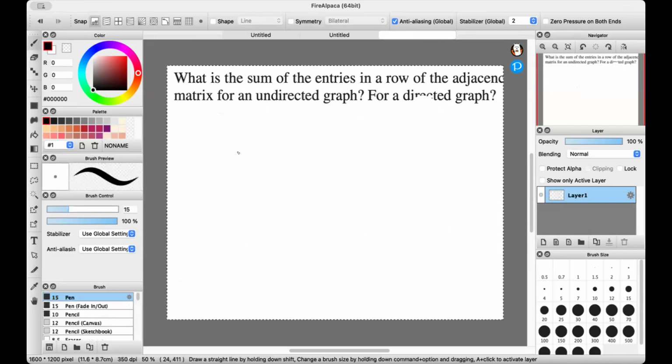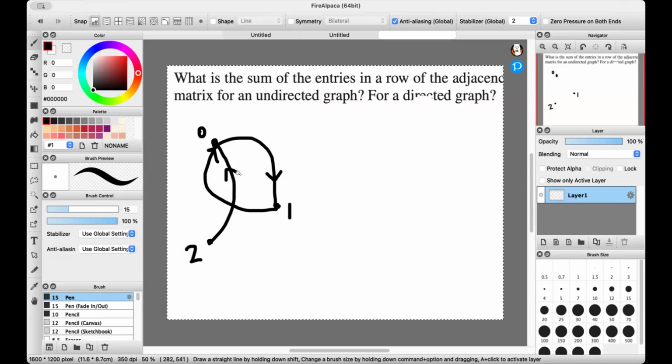Okay, so for a directed graph, let's say I'll make this simpler for myself. 0, 1, 2. There's something going from here to here, here to here, here to here. So 0, 1, 2, 0, 1, 2. Might as well from here to here as well. And here.